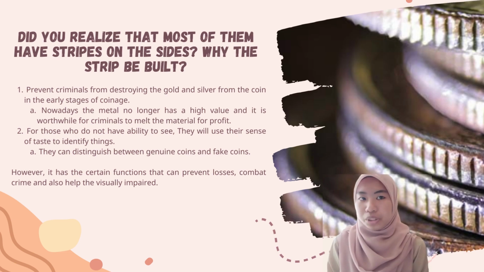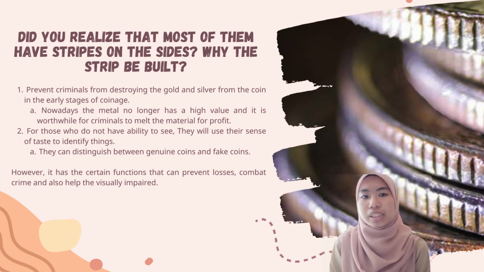Despite the value of each coin, did you realize that most of them have strips on the side? The strips on the side of the coins were put there to prevent criminals from scraping off the gold and silver from the coin in the early stage of coinage. The strips on the side of the coin will make it difficult for criminals to do so. However, nowadays, the metal no longer has a high value and it is not worthwhile for criminals to take the material for profit. Even so, the strip is still maintained to this day as you can see on every coin.